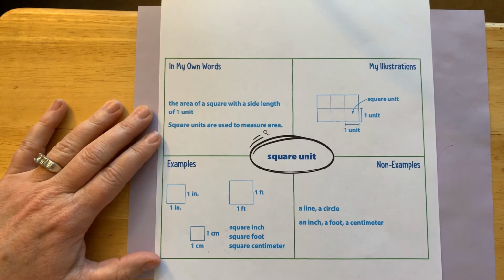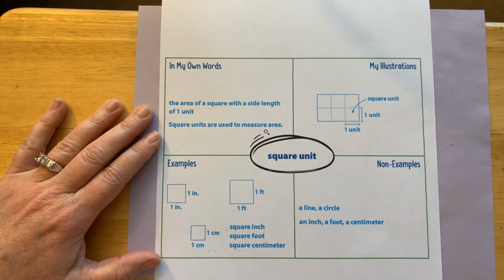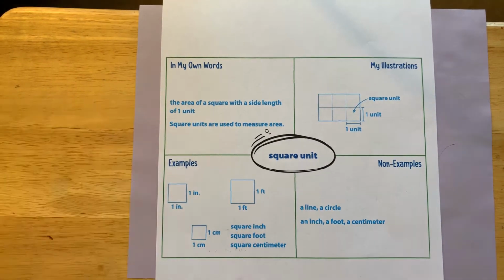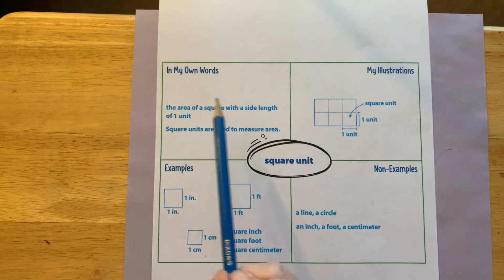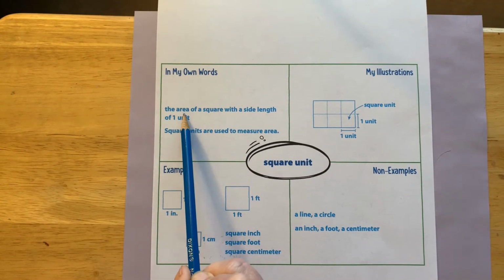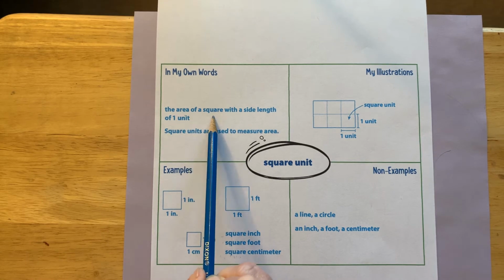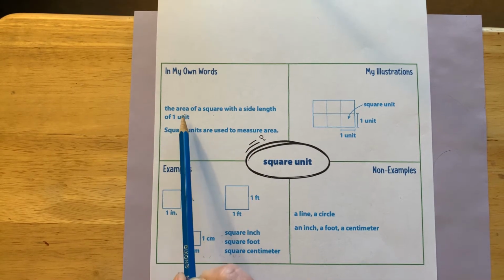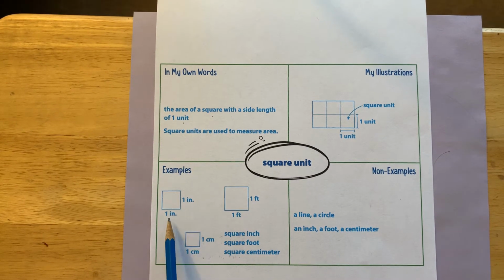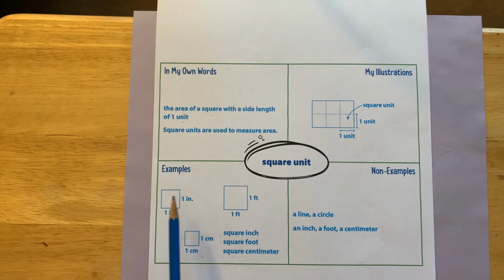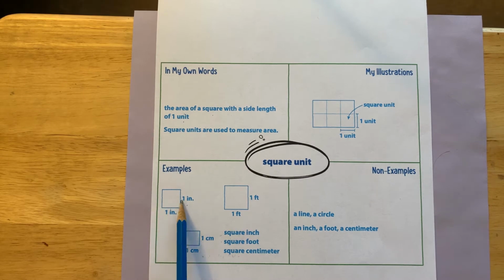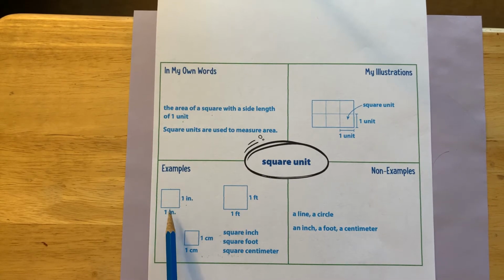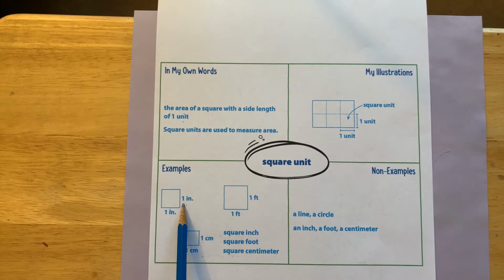And then if we need to draw pictures or you need to pause and add it to yours, you can do that. So, square unit in your own words: a square unit is an area of a square with a side length of 1 unit. Now remember, down here is the example. So we can have 1 inch by 1 inch. So remember, a square has 4 equal sides. So we could have a 1 inch by 1 inch unit square.